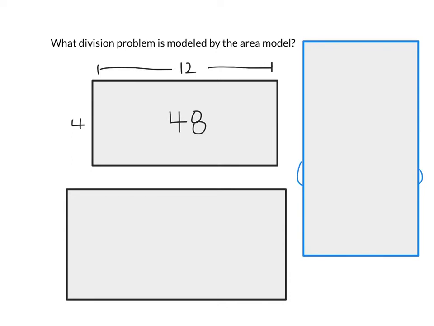Everyone? 48 divided by 4 equals? 12. Is that the only division problem that could be modeled by this? No. We could also say 48 divided by 12 equals? 4. Okay, good. What fact family are we seeing here? 4 times 12 equals 48, right? So the division problem that we're seeing is 48.